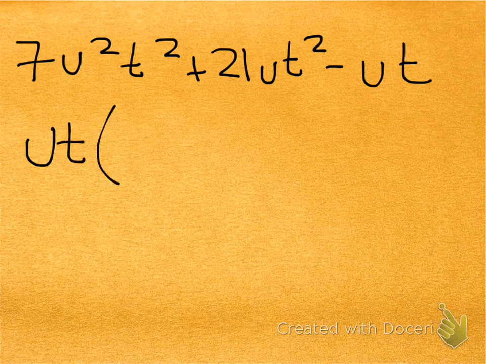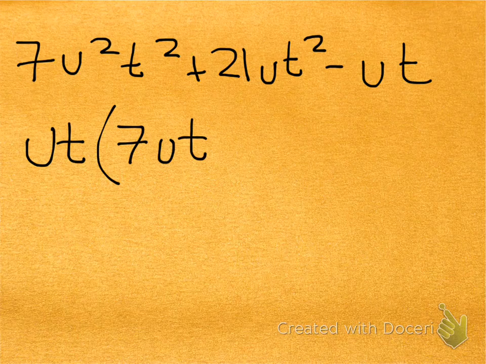And all 3 terms have at least one T, so we're going to take one T out. If we take one T out and one U out of the first term, there's only one U and one T left over, because there were 2 to begin with. We didn't do anything with the 7, so we rewrite it, and we only write it with one U and one T.